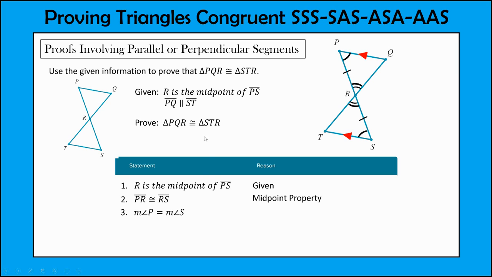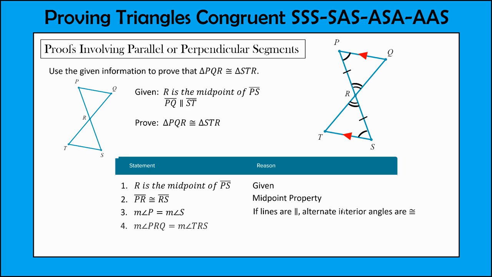Okay, and I messed it up again. I should have put this given in line 3. Bad by me. PQ is parallel to ST. That should have been here. And then from that given, I got angle P and angle S are congruent by the fact that if lines are parallel, alternate interior angles are congruent.